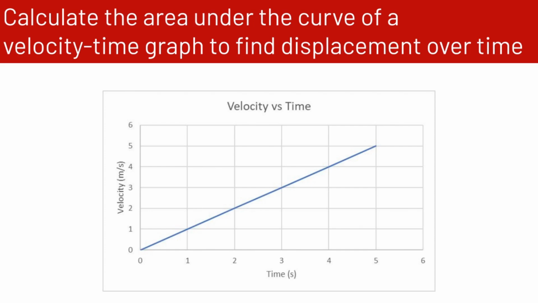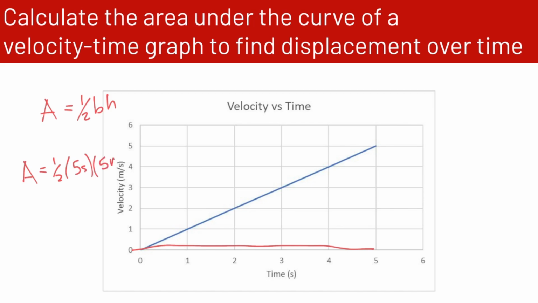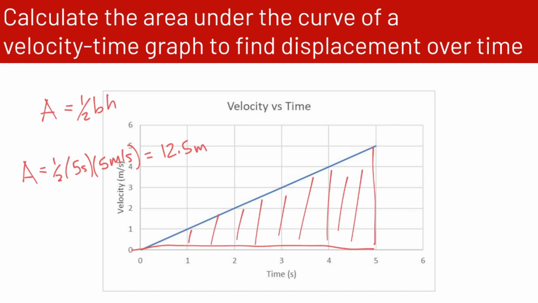Okay, so now if we do this geometrically, the area of a triangle is 1/2 times base times height. So our base here is this 5 seconds. So our area is going to be 1/2 times 5 seconds times the height, which is 5 meters per second. So 5 times 5 is 25, divided by 2 is equal to 12.5 meters. So this area under here, which we just calculated, is 12.5 meters, just as we figured the last time.